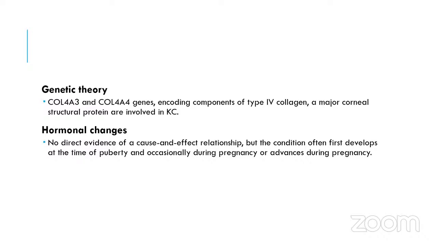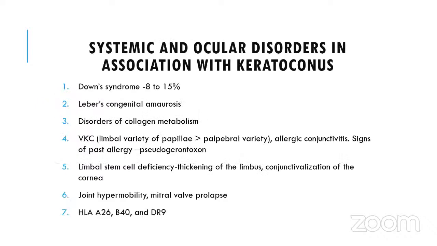Hormonal changes, no direct evidence of a cause and effect relationship, but the condition often first develops at the time of puberty and occasionally during pregnancy or advances during pregnancy. Then there are certain systemic and ocular disorders in association with keratoconus. Down syndrome, there's incidence of 8 to 15%.